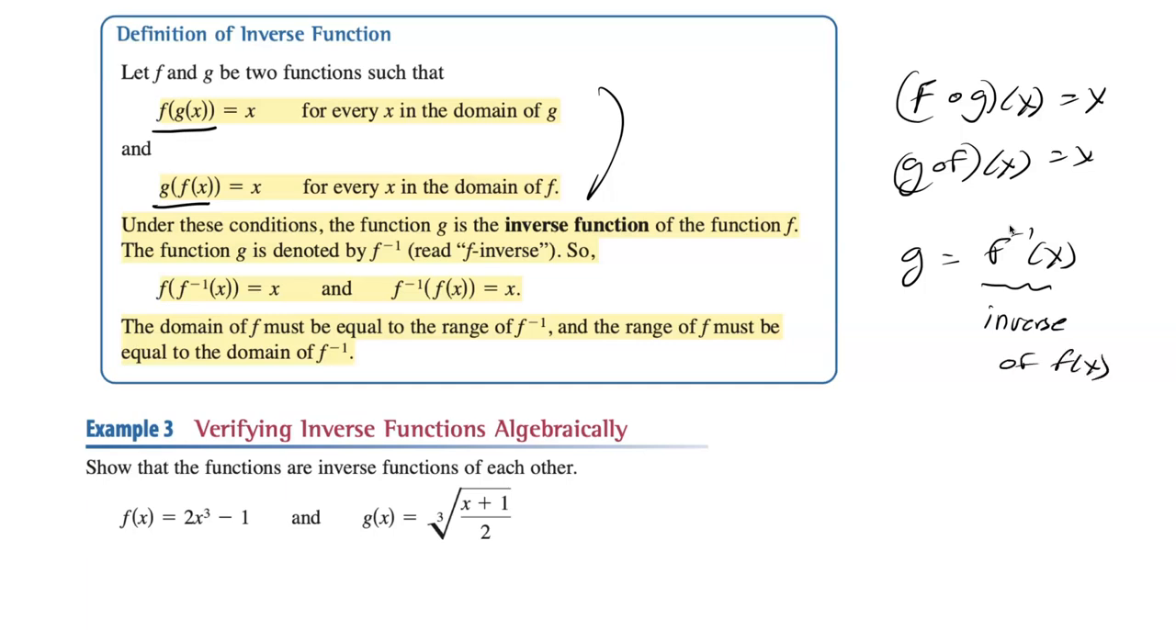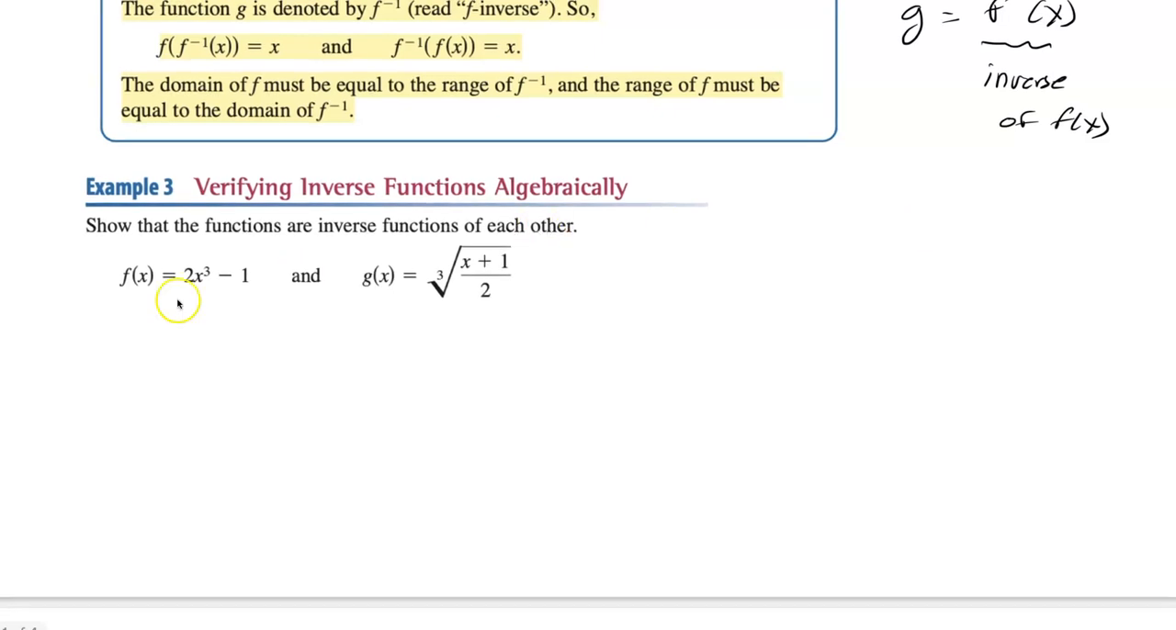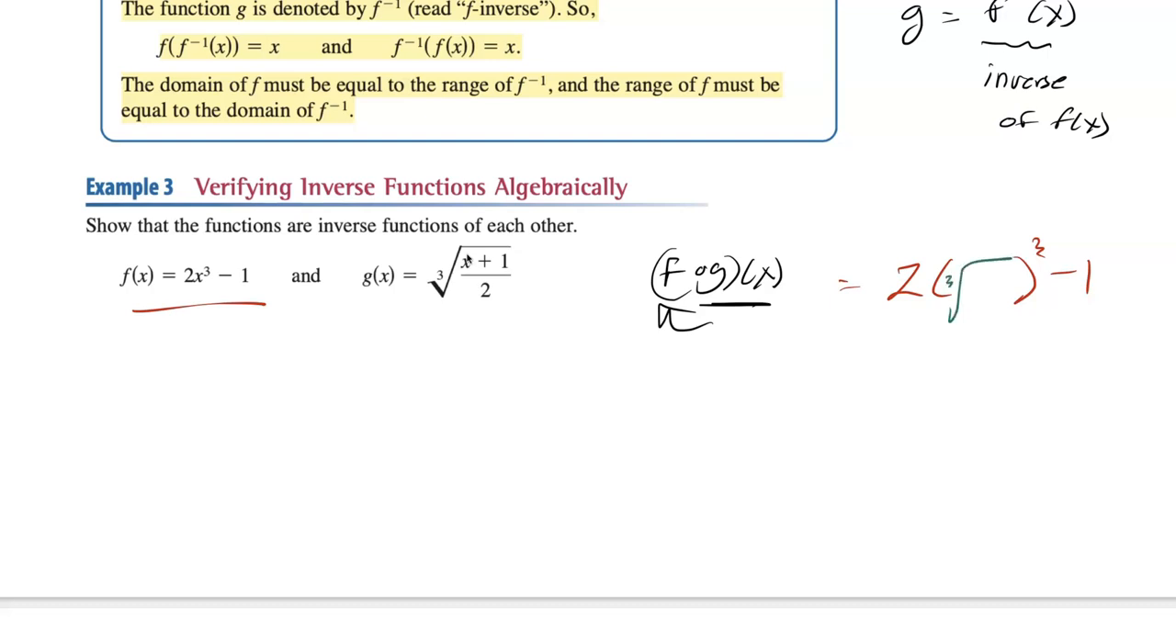So let's try it. We want to show that these two things are inverses of each other. So I'm going to do f of g of x. Let's plug g into f. What is f in this case? f is 2 times something cubed minus 1. That's what f is, and we're going to plug g into it. We're going to plug this mess into there. It looks disgusting, but usually with inverses, it works out really nicely.